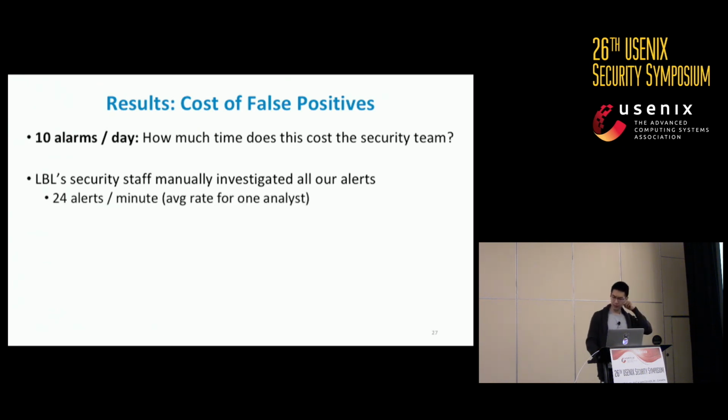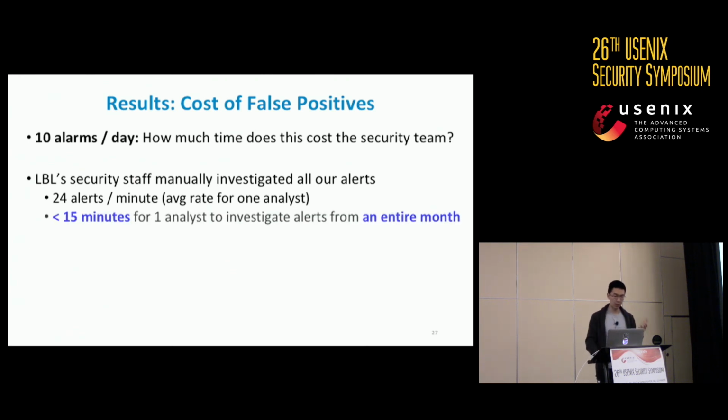And the results were kind of astonishing for us. They reported to us that the average rate for one analyst to process alerts was 24 alerts a minute. When we got this number, we said, maybe you forgot a zero or a couple of zeros when you reported it to us, because that's a shocking speed. But what it means is that an entire month's worth of alerts can be processed by one analyst in under 15 minutes.